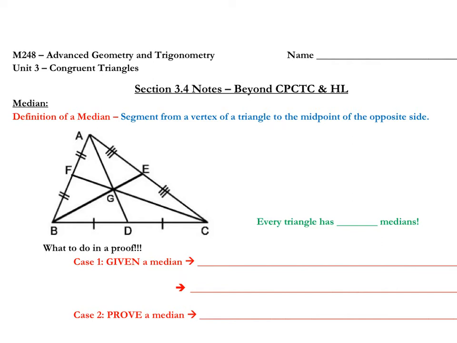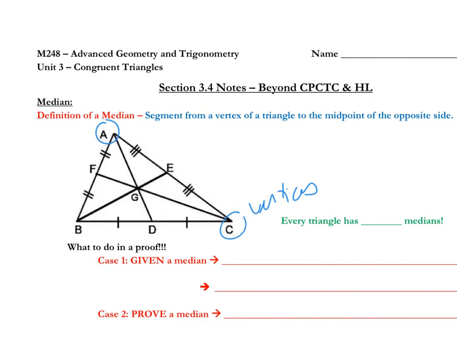So the median is a segment from a vertex of a triangle to the midpoint of the opposite side. So remember that these parts are the vertices of a triangle, right? They're the corners. And there's 3 of them. Okay. So a median is drawn from one of these vertices to the midpoint of the opposite side.